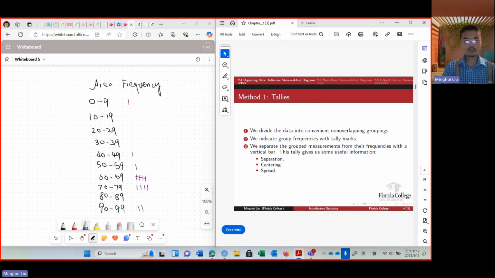The answer is we don't know. This information is simply lost. We can't recover it by just looking at these tallies. So this can sometimes be a disadvantage. That's why we need a different method.